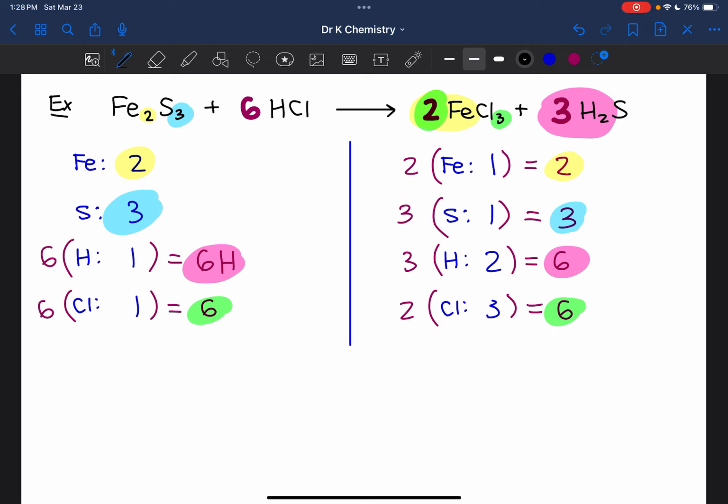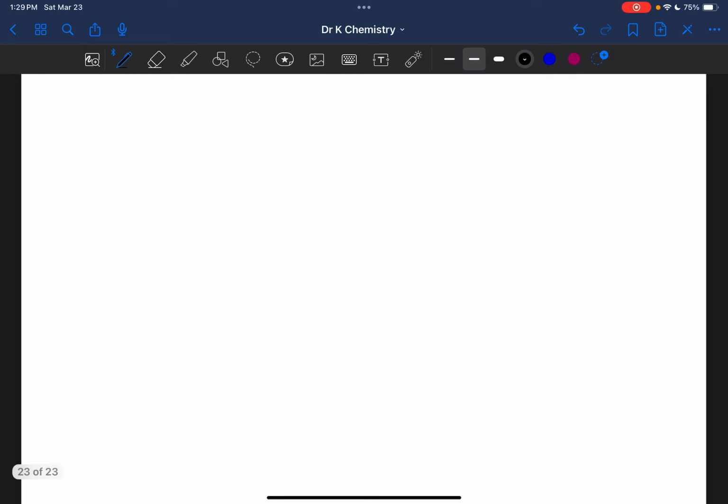So balancing chemical equations is really a trial and error sort of thing, where you're going to look at each atom individually. You're going to multiply by a coefficient until that checks out. However, there are a few tricks that you can use to make this process a bit more efficient. So let's take a look at balancing equations that involve a polyatomic ion.